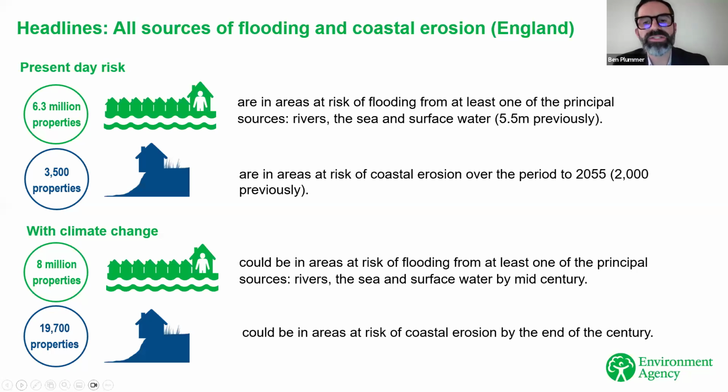And lastly, we know that climate change will impact on flood and erosion risk in the future. By the middle of the century, we expect 8 million properties to be at risk of flooding from at least one of either rivers, sea or surface water. And even with the shoreline management plans delivered on the coast, there could be as many as 19,700 properties at risk of erosion in the period up to the end of the century when taking climate change into account, which is mainly due to the effects of sea level rise on erosion rates. Without any investment in the shoreline management plans, that figure is actually expected to be about 5 times greater.